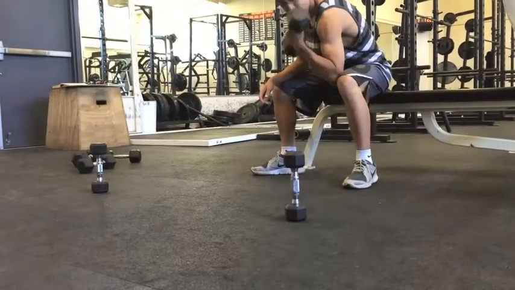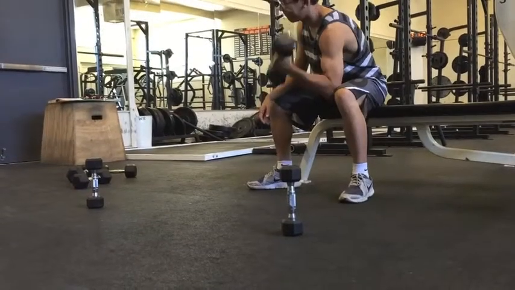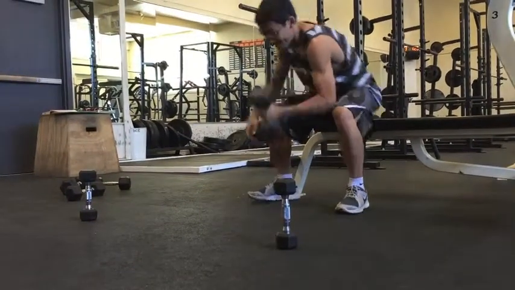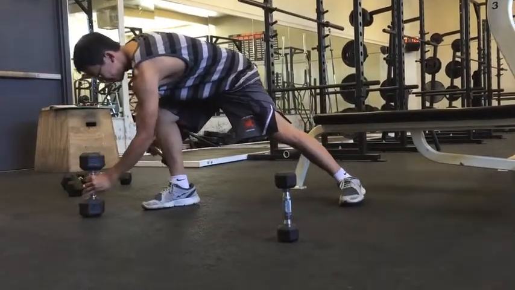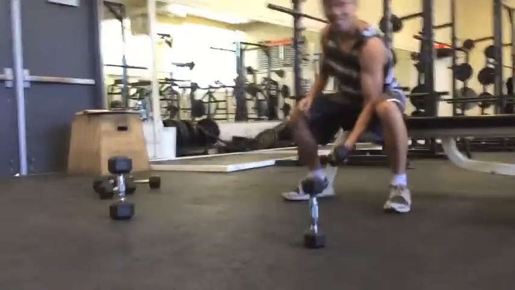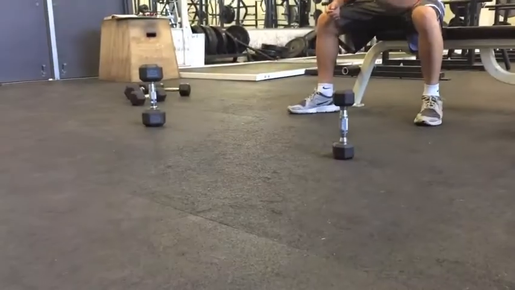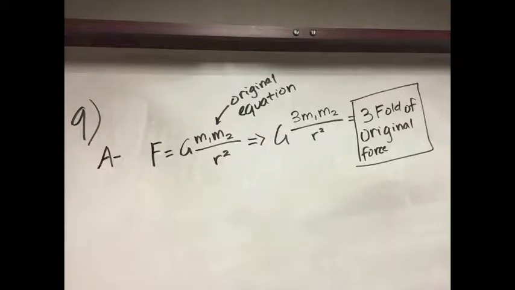Two dumbbells are placed 1 meter apart. What will happen to the attractive force between the two when you triple the mass of one dumbbell? So we use the formula F equals G times the first mass times the second mass divided by R squared. And we plugged in 3 for the first mass. And the force we figured out was 3 times the original force.